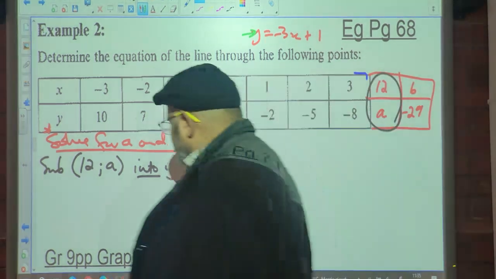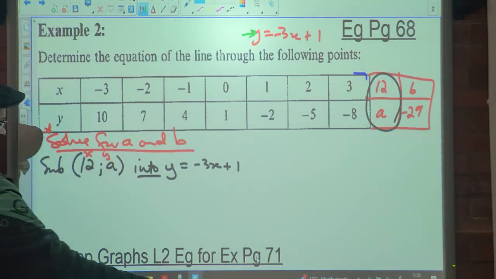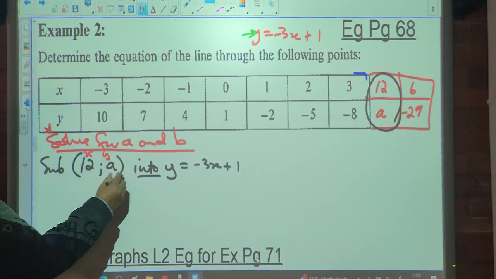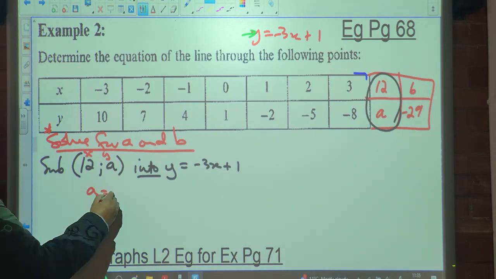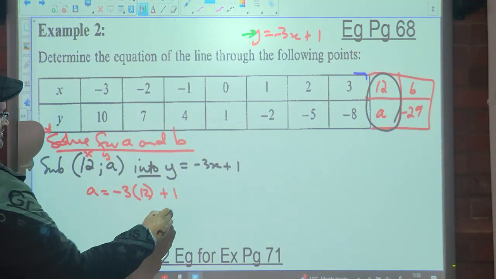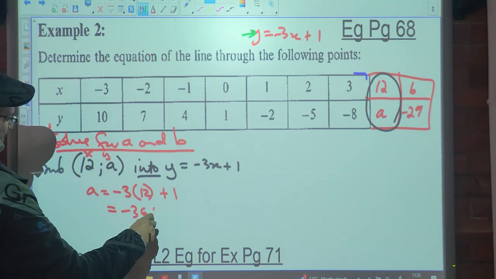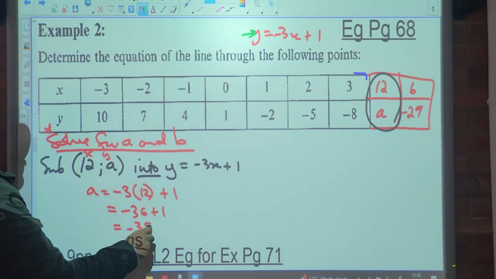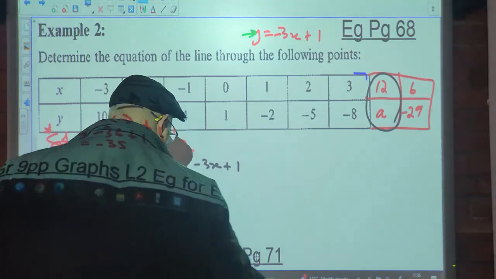Okay. So by substituting, this is an x and a y. So with the substitution, what do I get? A is equal to negative 3 times 12 plus 1. What's negative 3 times 12? Negative 36. And negative 36 plus 1? Negative 35. And there's your A value. Easy, no? Let's look at the other one.